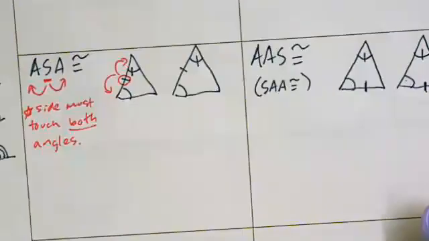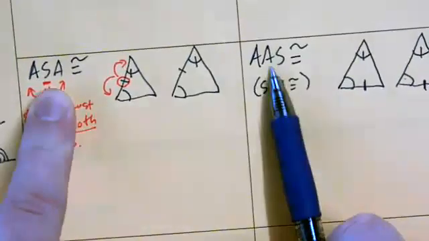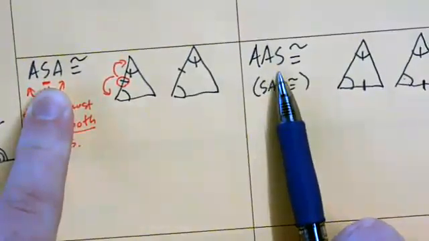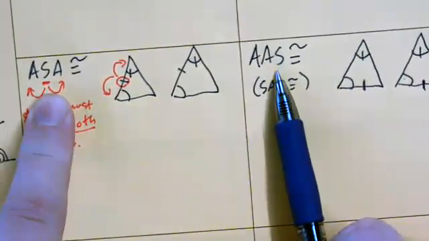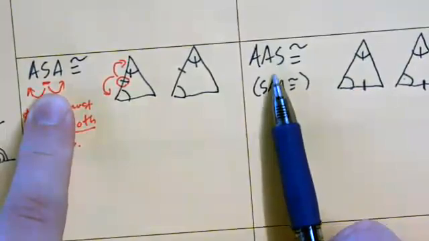AAS. Isn't that kind of the same thing? They both have 2 angles and a side, right? But what? Say one more time.